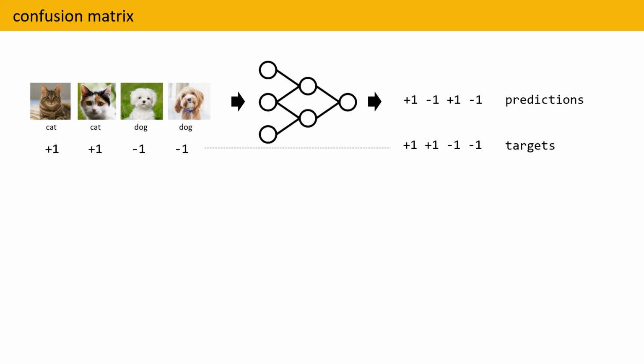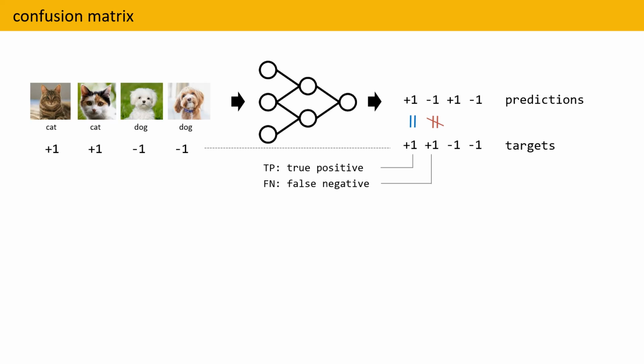For the first case, the classifier predicts the label +1, a cat, and indeed, the input image is a cat with label +1. We call this a true positive because we truthfully, correctly predict the positive case. In the second case, the classifier predicts -1, dog, but the correct label is actually +1. This is a false negative prediction.